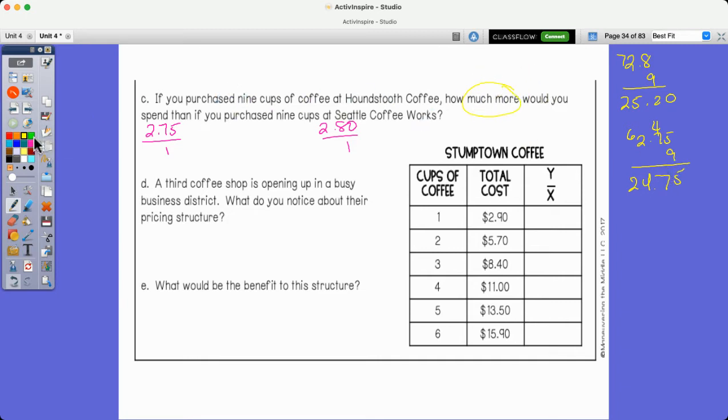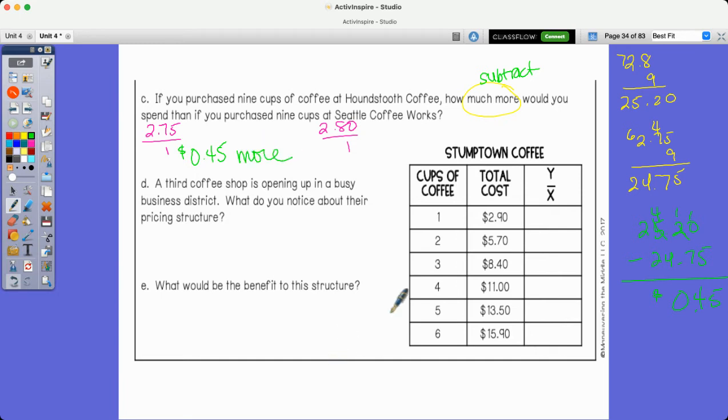Now it says, how much more would you spend? This keyword right here means what, guys? How much more? I need to subtract. So I'm going to take these two numbers, 25.20 minus 24.75, and subtract. And we get 45 cents more. Sorry, my brain just goes away sometimes.